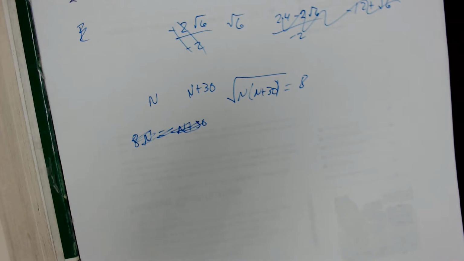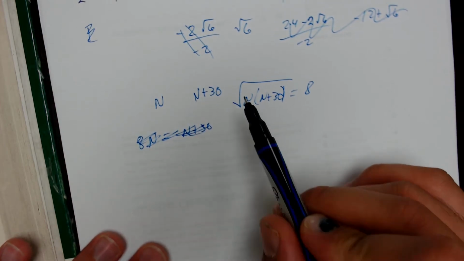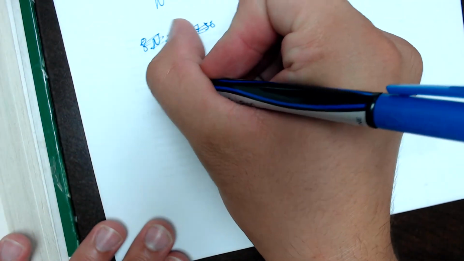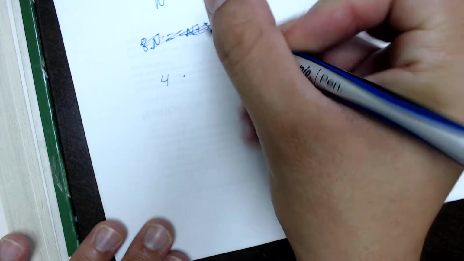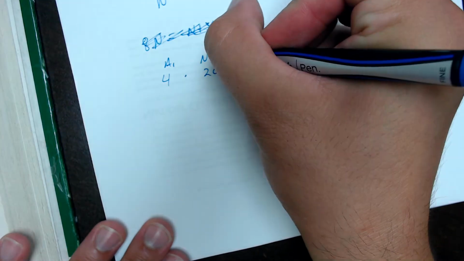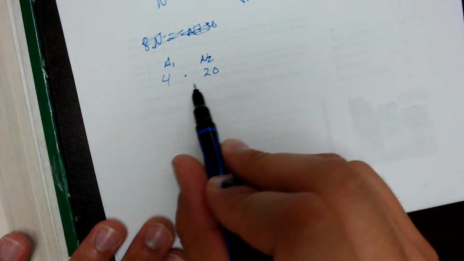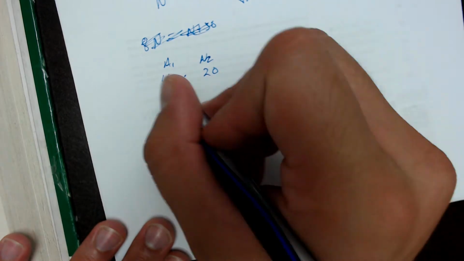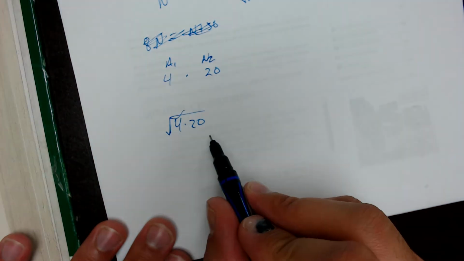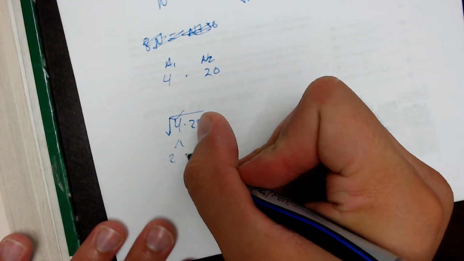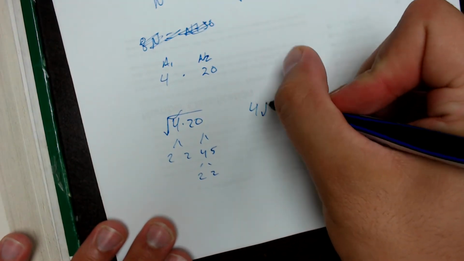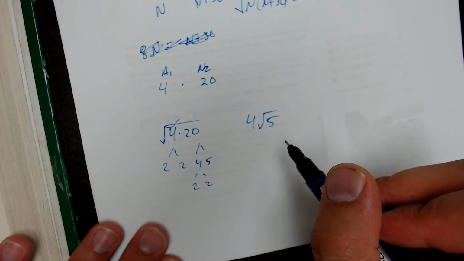The background information is that in order to find a geometric mean between two numbers, let's say the numbers are 4 and 20. This is a sub 1, a sub 2, and I need to find the geometric mean between them. What I do is I multiply them by each other and then find the square root of that. So I take 4 times 20, and then I'd square root that. So that would be 2, and then 4 and 5, and then 2 and 2. So it'd be 4 root 5. Okay?